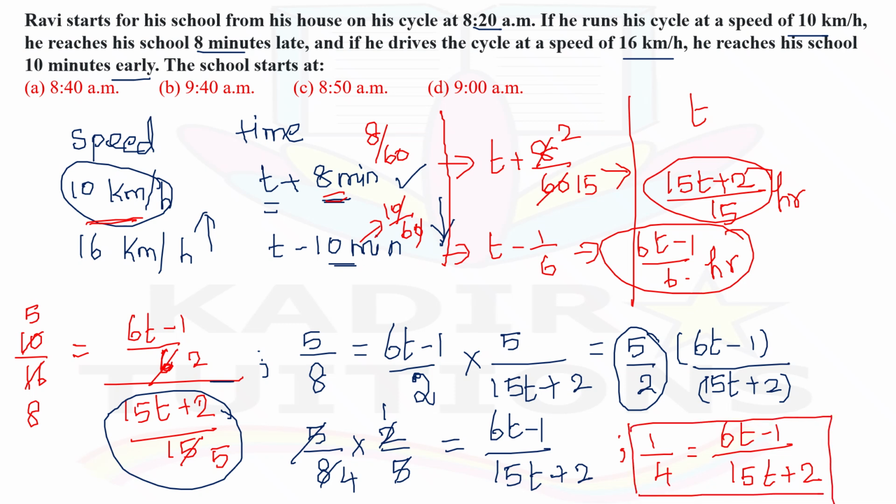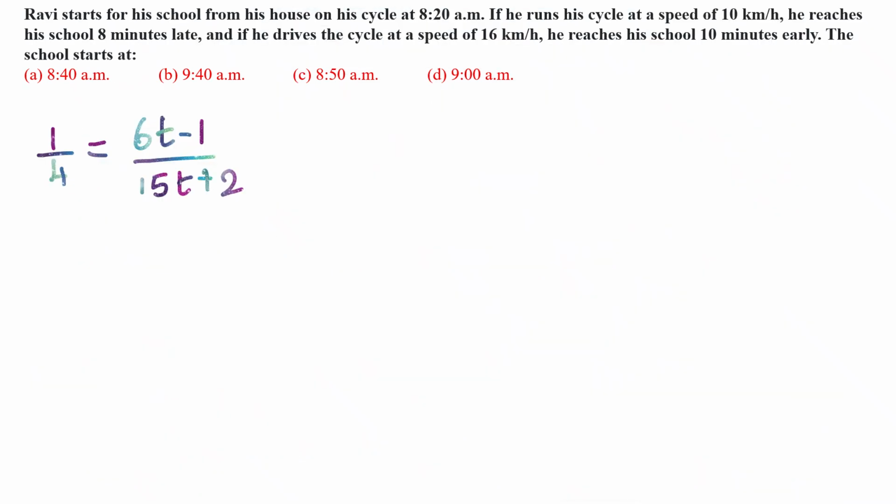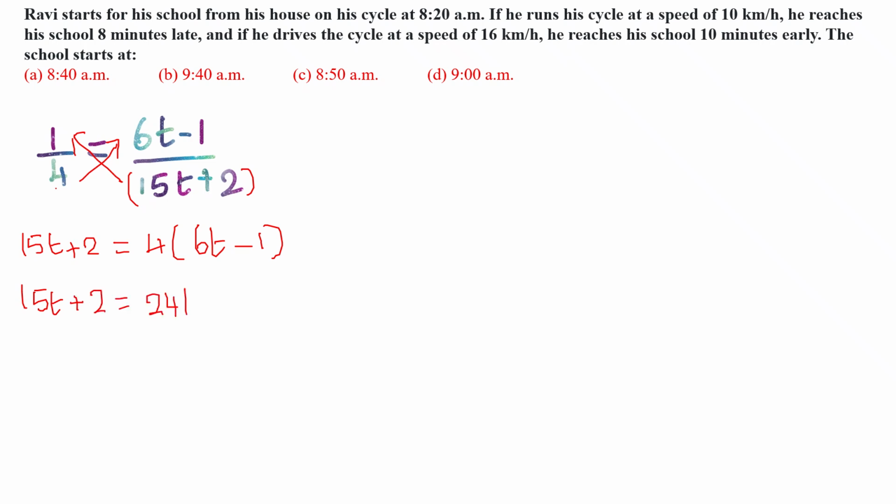So let's do that first. We are going to solve this linear equation by cross multiplication method, so that this 15t plus 2 is going to move to the LHS and this 4 is going to move to the RHS. So we'll do it. 1 into anything is going to be the same. So I'm writing directly 15t plus 2 is equal to 4 into 6t minus 1. So 15t plus 2 equal to 24t minus 4.